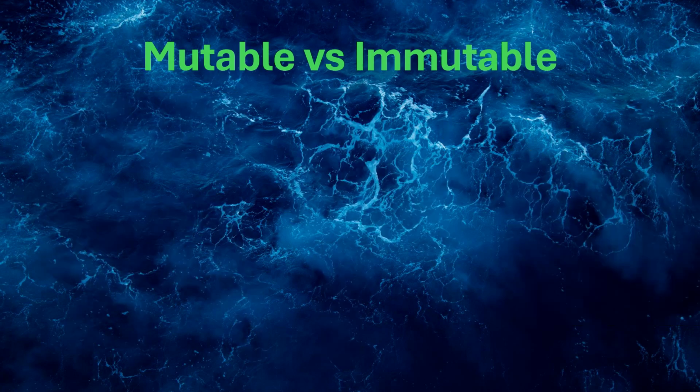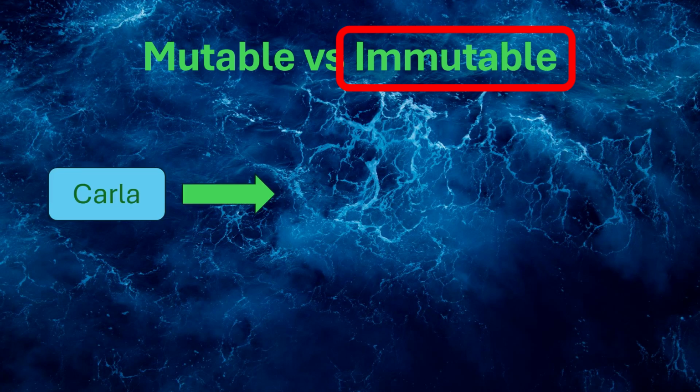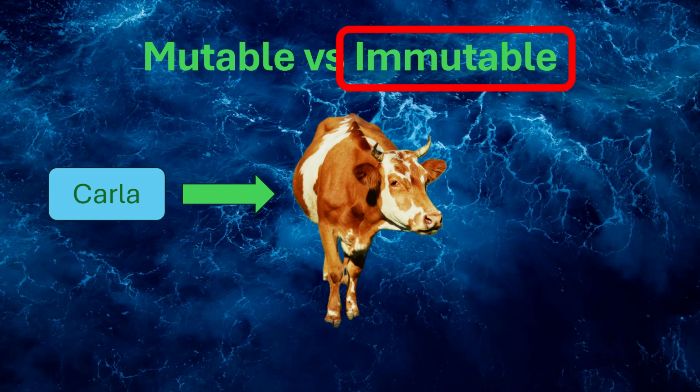Another important concept is mutable versus immutable types. Basically, different types have mutability or immutability. We're going to start with immutable ones. You can think about it like this. If you have your variable, which is called Carla, then you can assign it a value, for example an integer. In our case, we're going to take a cow.